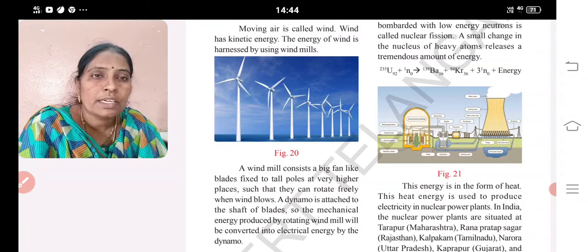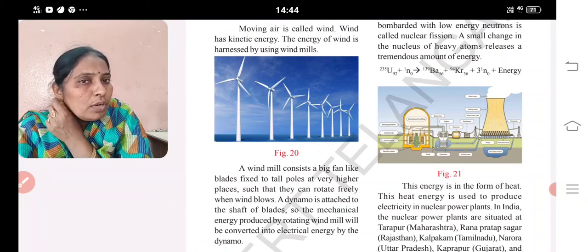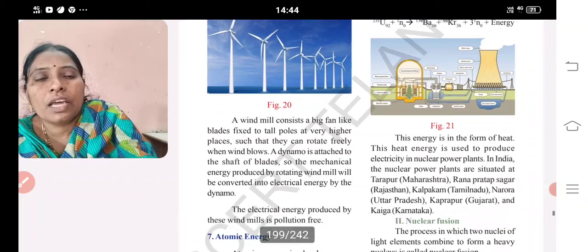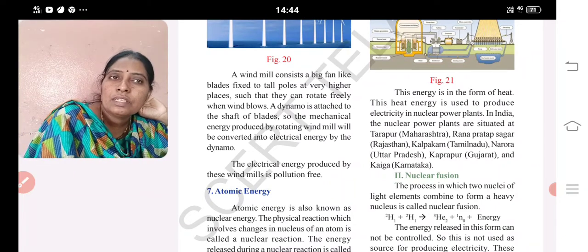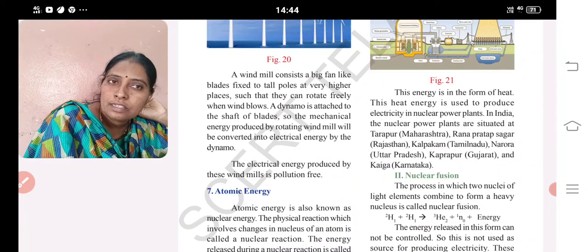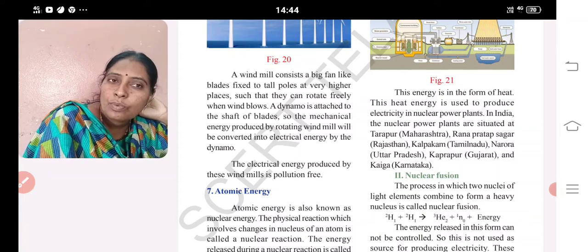A dynamo is attached to the shaft of the blades. So the mechanical energy produced by the rotating windmill will be converted into electrical energy by the dynamo. So through the windmills, wind helps us to move the turbines and the turbines generate the electricity. The device in the windmill which converts wind energy into electrical energy is nothing but a dynamo.